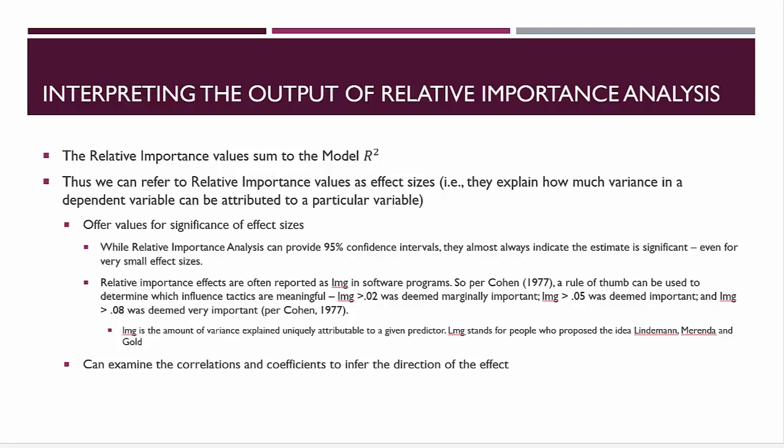Since the relative importance analysis effects permit us to uniquely attribute the r-squared that's explained to a particular variable, LMG should be 0 or positive. And we can use the correlations and the coefficients to infer the direction of the effect of a variable.